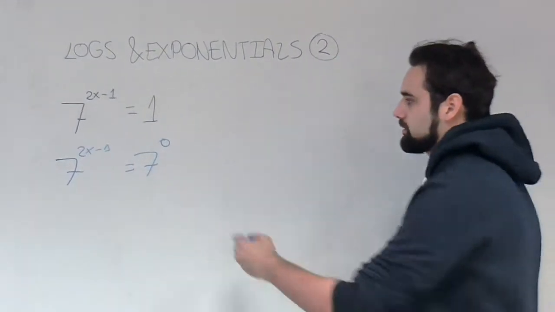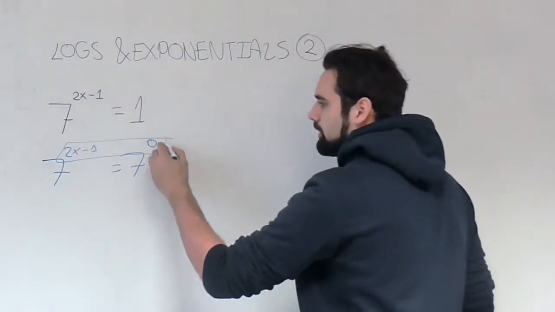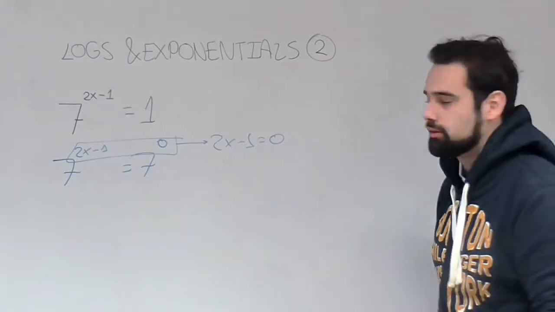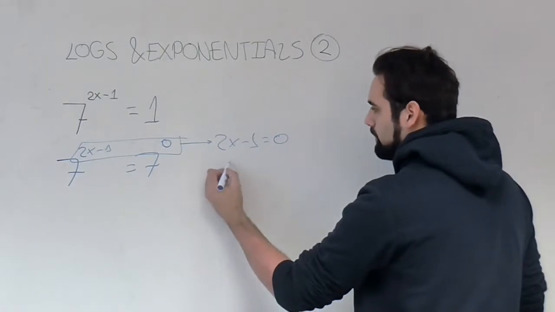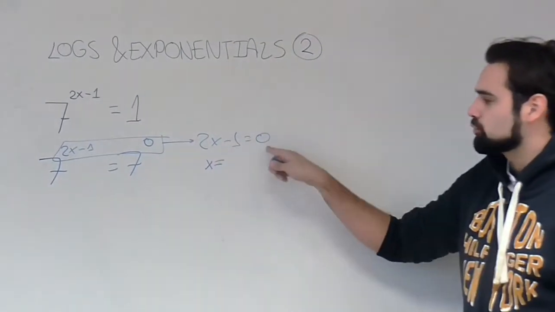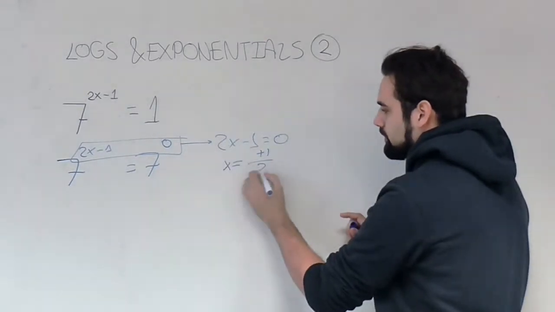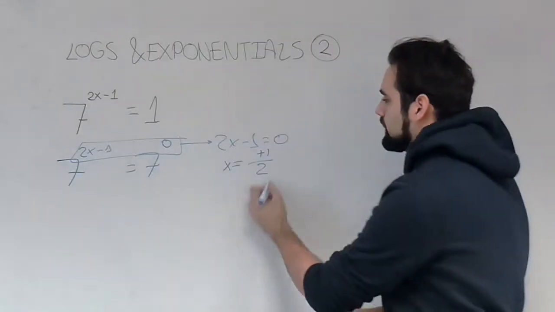When I do that, I can extract this equation over here. That is 2x minus 1 equals 0. And then I just move things around, and x is, the minus 1 goes to the other side positive, so plus 1 divided by 2. And that is the solution to this exercise.